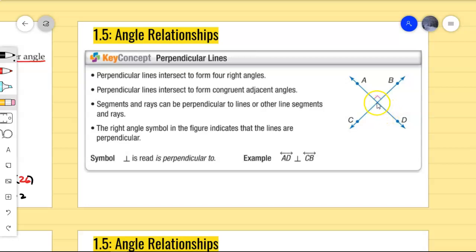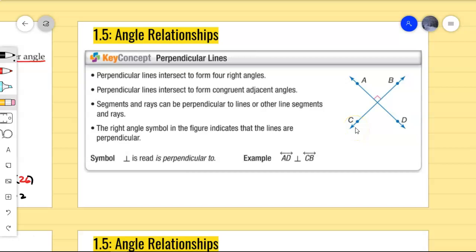They do intersect, all right? And they are considered to be forming congruent adjacent angles. Anywhere you look, you'll notice that these are adjacent angles. All four angles are adjacent to the one next to them, and they are all congruent.